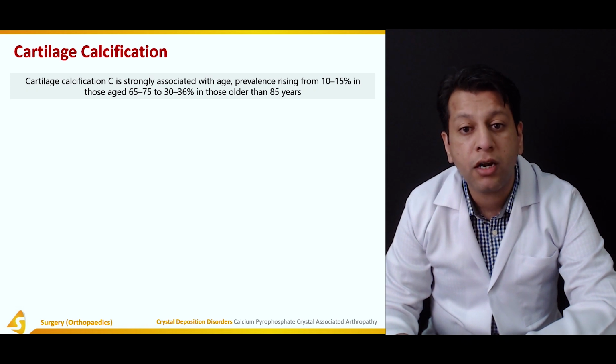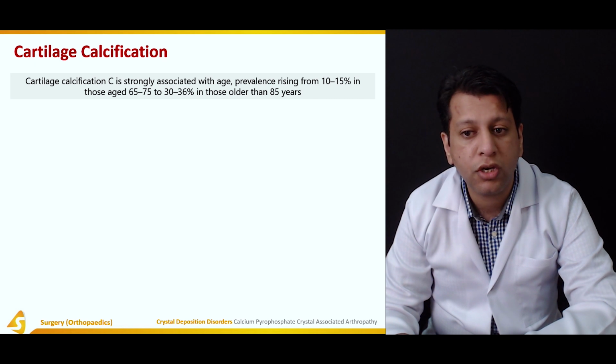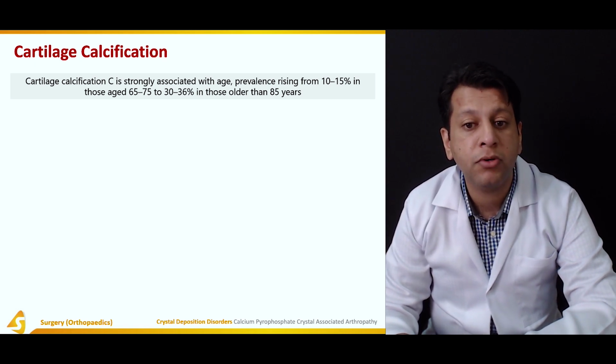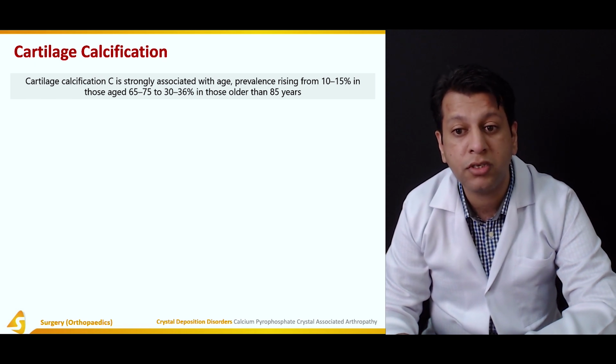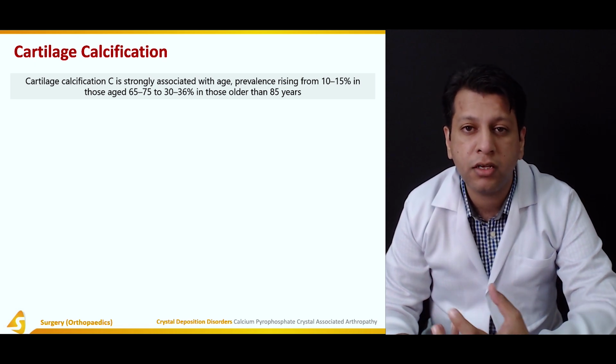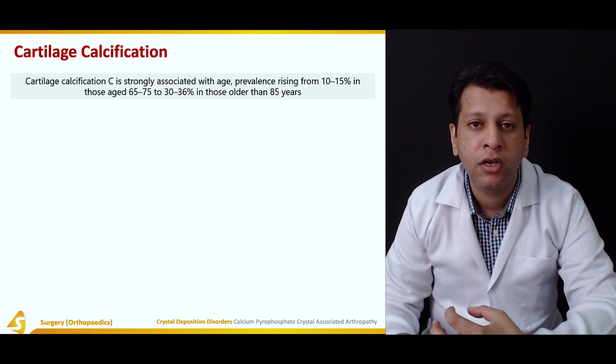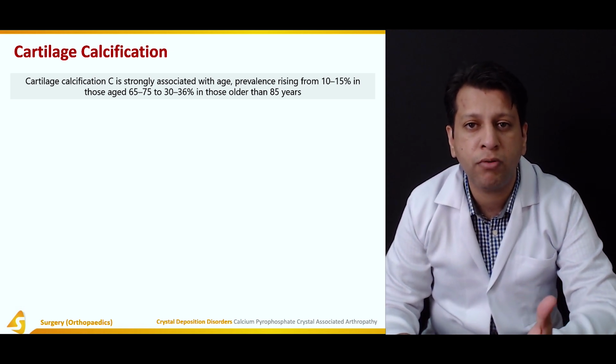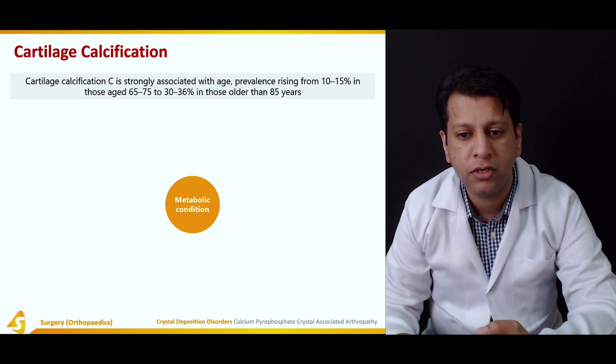Now coming to the cartilage calcification. Cartilage calcification is strongly associated with age, with prevalence rising from 10 to 15% in those aged 65 to 75, and 36% in those older than 85. So actually CPPD is highly associated with age. Older patients usually have some degree of calcium pyrophosphate deposition in their joints.